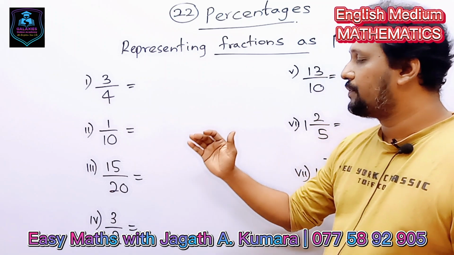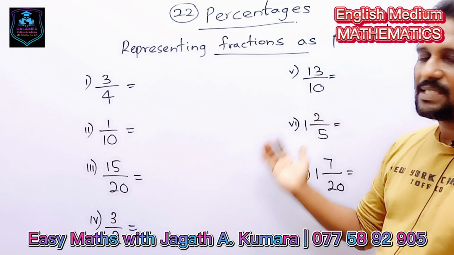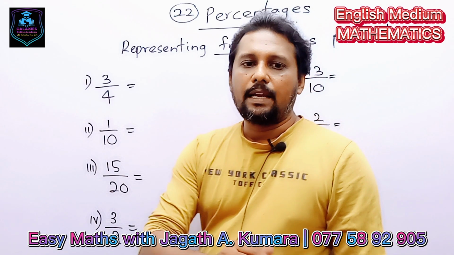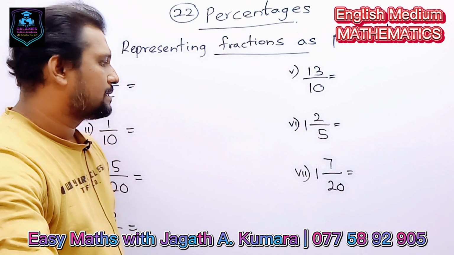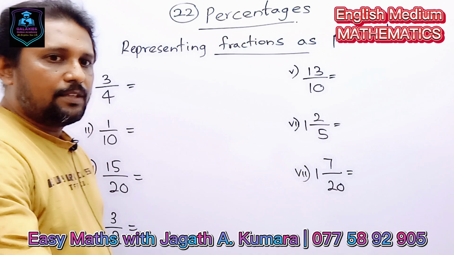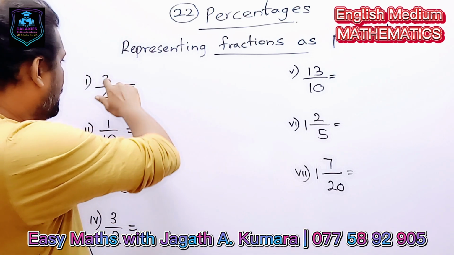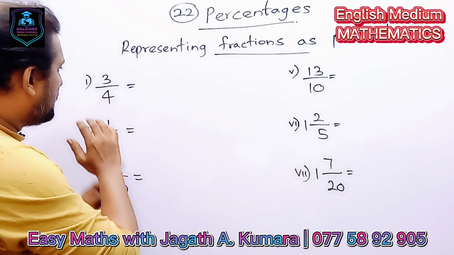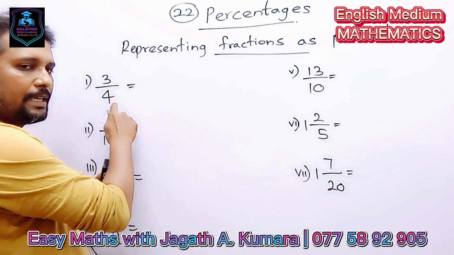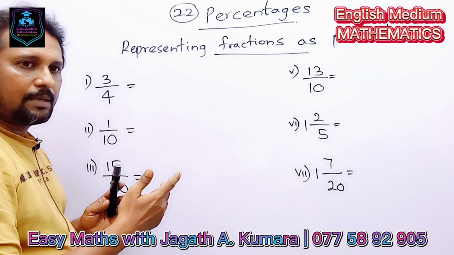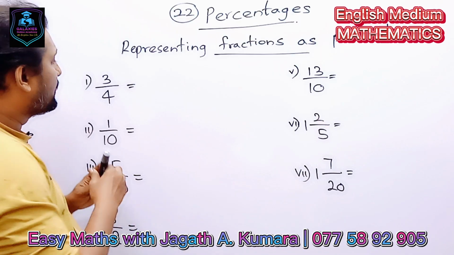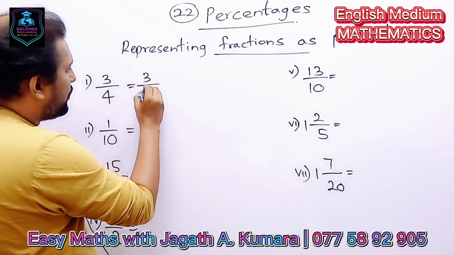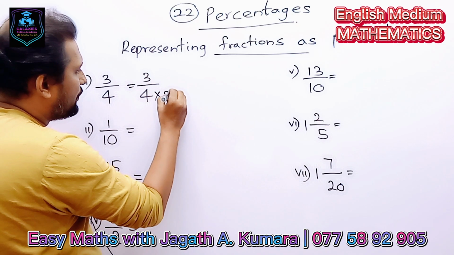Convert given fractions into percentages. Right. First, we can discuss the first part. The first part is given as 3 over 4. Then this denominator you can convert into 100 by multiplying by a whole number. So 4 we have to multiply by 25, no?